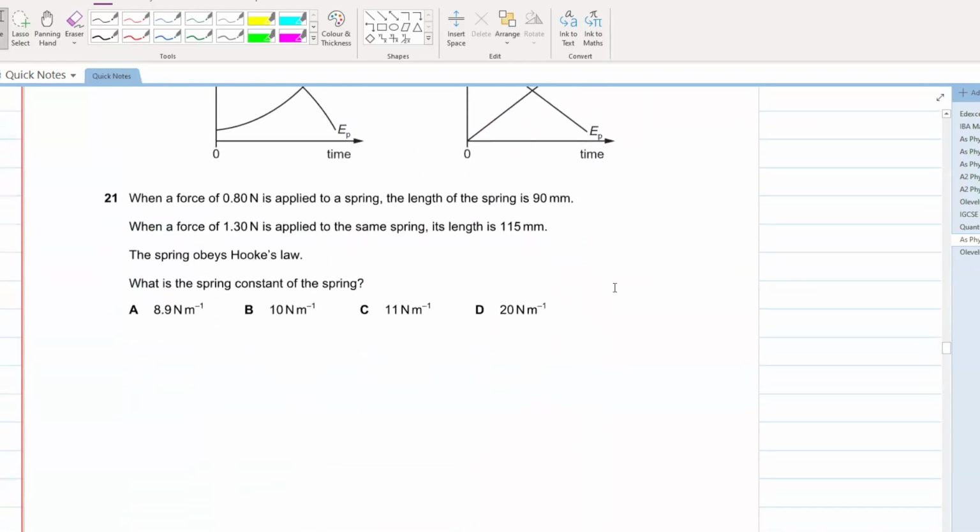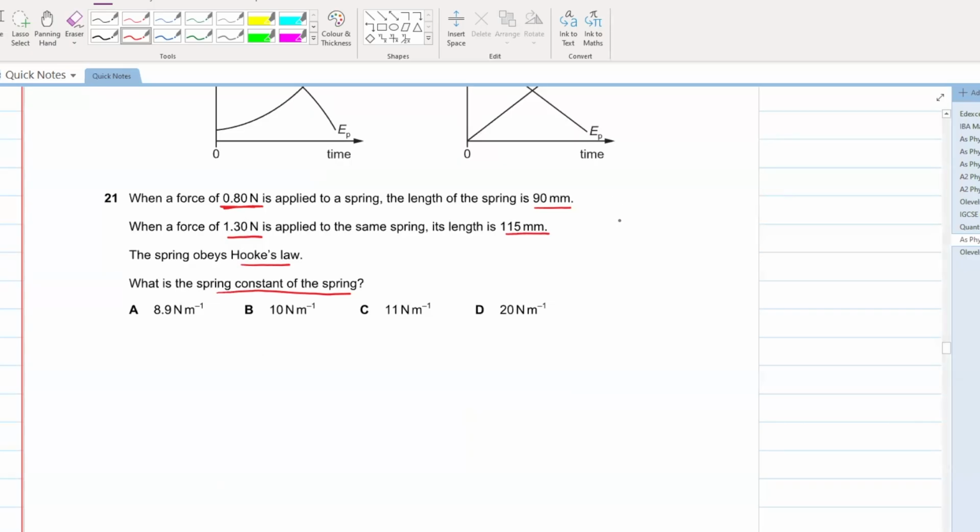When a force of 0.8 Newton is applied to a spring, the length of the spring is 90 millimeter. When a force of 1.3 Newton is applied to the same spring, the length is 115 millimeter. The spring obeys Hooke's law. What is the spring constant? Just focus a bit.